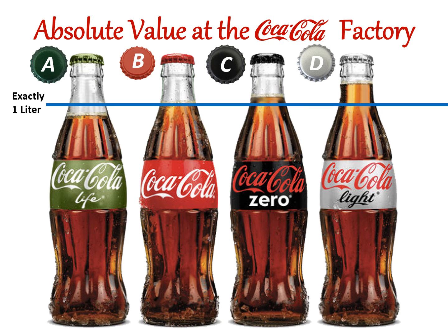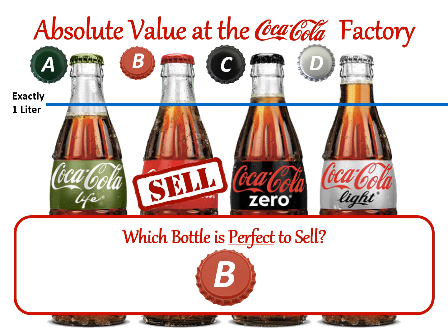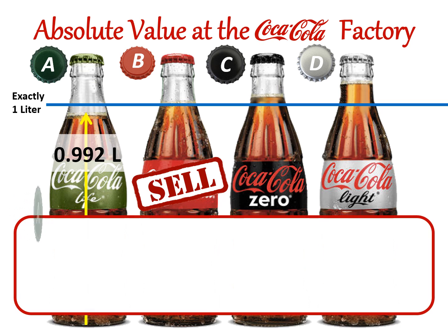Here we marked exactly where 1 liter would be. Which bottle is perfect to sell? That's right, bottle B. Now let's take a look at bottle A. This bottle is filled to 992 thousandths of a liter. Is this bottle good to sell?